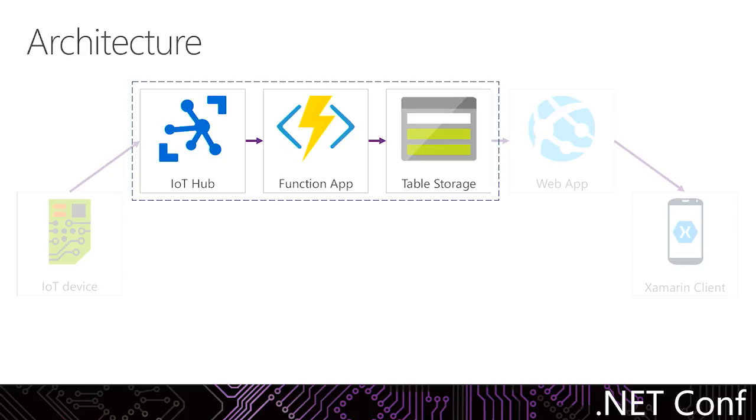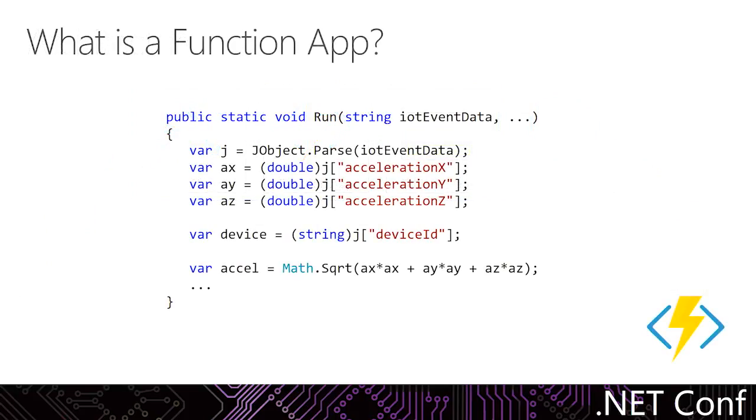Okay, let's talk about that. So we're going to go from IoT Hub. We're going to process our data, our messages, with our function app, and then we're going to put it somewhere. We're going to put it in table storage, and I'm going to pass it over to you for table storage. But let's talk just a little bit about function app. So I said it already. It's serverless compute.